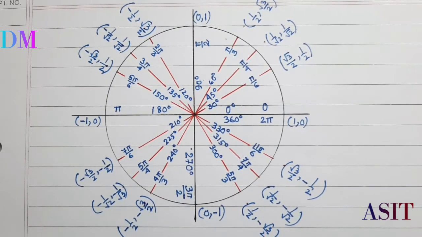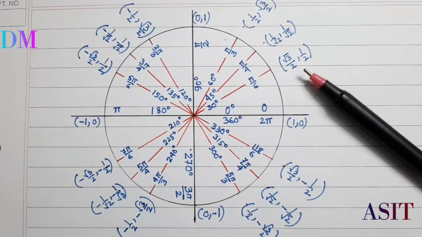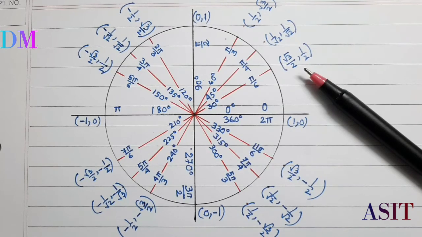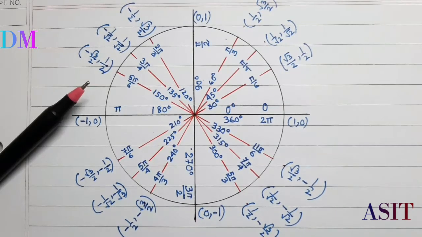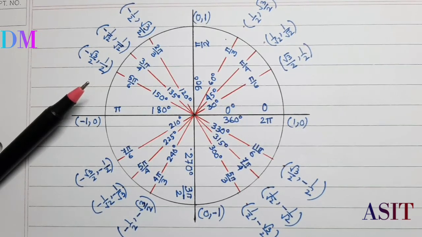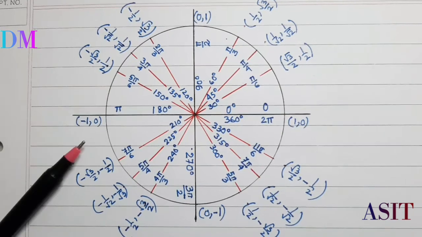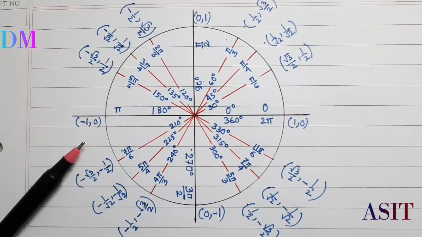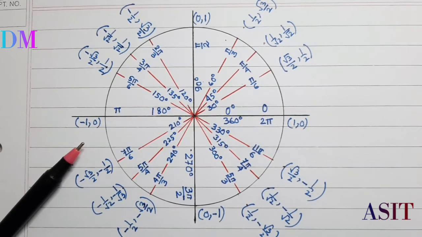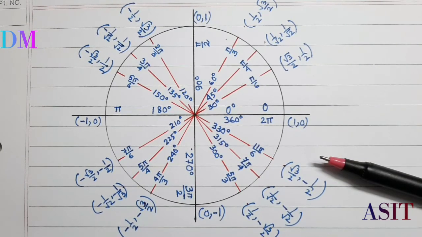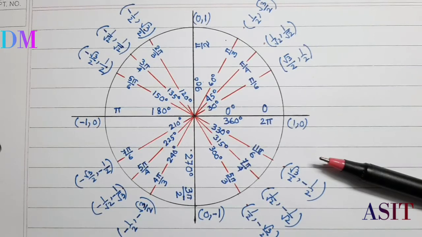Since the coordinate axes divide the circle into 4 equal parts, in 4 quadrants, let us consider this quadrant as the first quadrant, and we can see that here sine and cos are both positive. Let us consider this one as the second quadrant, and here we can see that sine is positive but cos is negative. Definitely this can be considered as the third quadrant, and here we can see both sine and cos are negative. And in the fourth quadrant, cos is positive but sine is negative.